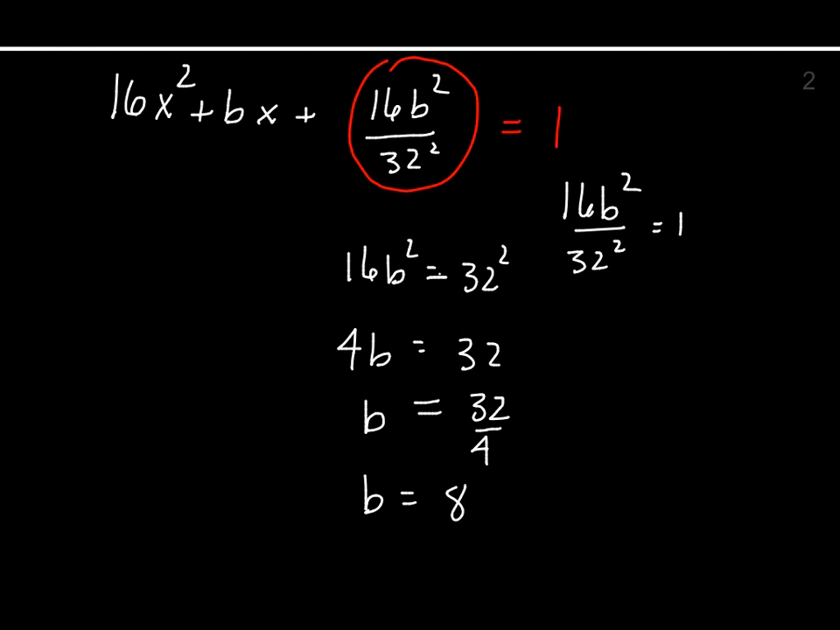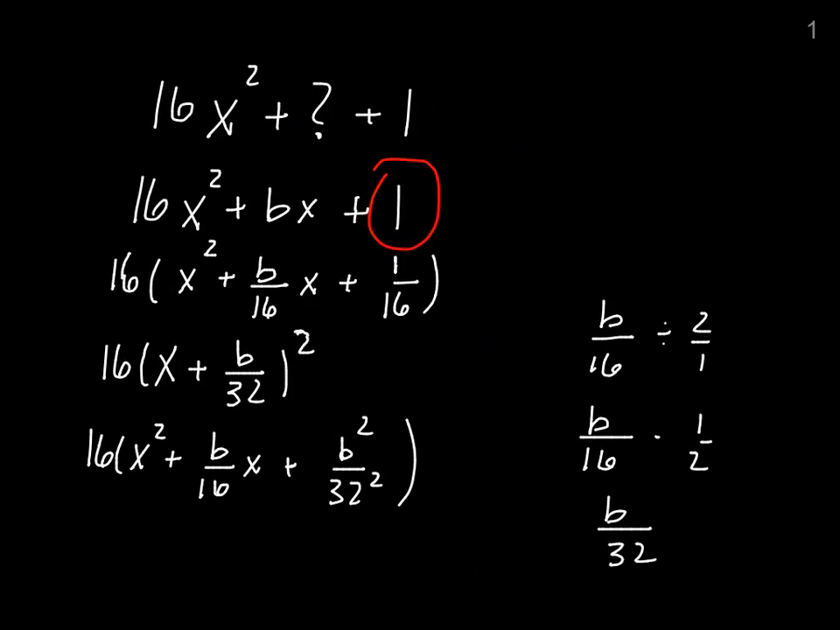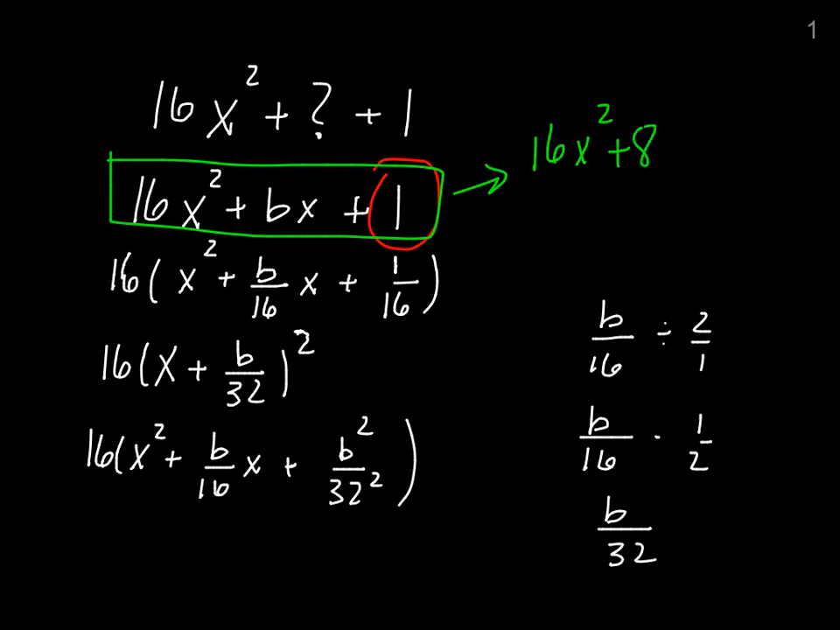So now I can go back to my original equation. The original equation was this one here, and I can replace my b by 8. So what I have here is 16x squared plus 8x plus 1. And now I've just completed the square.